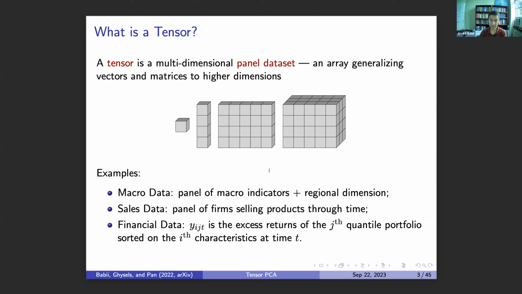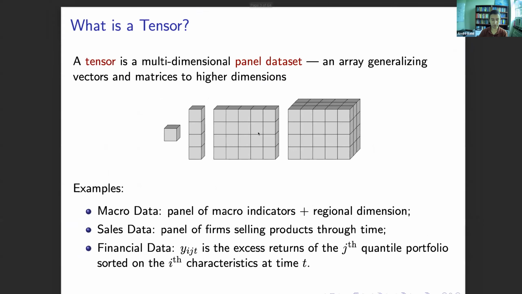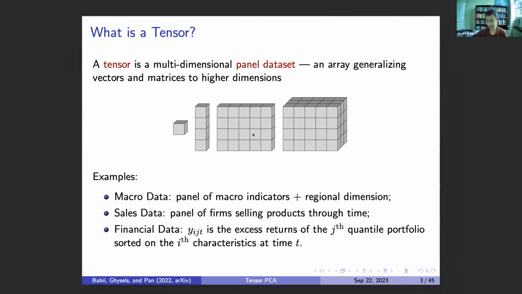So this kind of data is very often encountered in the empirical practice. For example, in macro applications, we can have a panel of macro indicators observed over time, and we have this extra third dimension, which is a region. We can also consider, for example, sales data. So we have a panel of firms that sell different products at different points of time, or financial data. So in our application, Y_IJT would be the excess return on the J's quantile portfolio sorted on I's characteristic at time t.